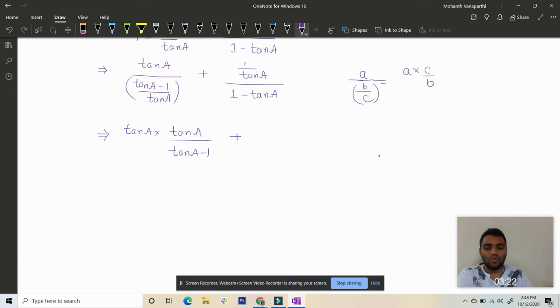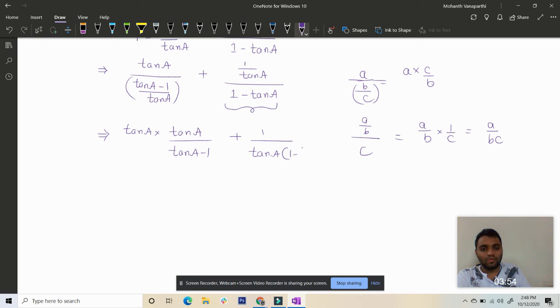Plus, now the second term looks similar to A by B whole divided by C. When a fraction is in the form of A by B whole divided by C, we simplify it to A by B into 1 by C, nothing but A by BC. So I am applying the same for the second term. Finally, I will get 1 by tan A into 1 minus tan A.